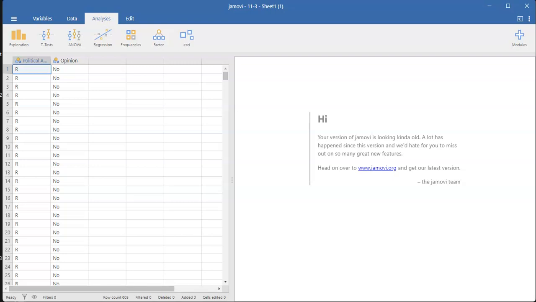Hello and welcome. In this video, we're going to do activity 11.3, which is a chi-square test of independence or association. So this is one where we have two separate variables and we're looking at frequency counts for those two variables. In this case, the example is that we're looking at whether or not people's political identification as Republican or Democrat is associated with their opinion on universal health care.